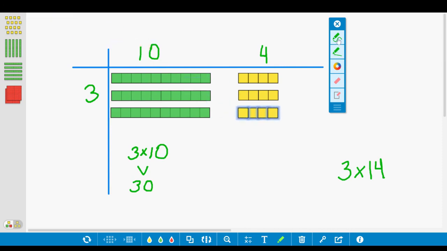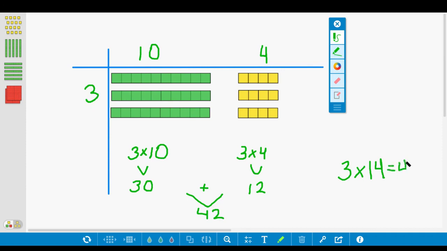And let's look at our notation for 3 groups of 4 once again. We're going to use multiplication for the notation. 3 groups of 4 is equal to 12. Now, next step, we need to find the total of these 2 numbers. What is 30 plus 12? Well, 30 plus 12 is 42. So 3 groups of 14 is equal to 42.